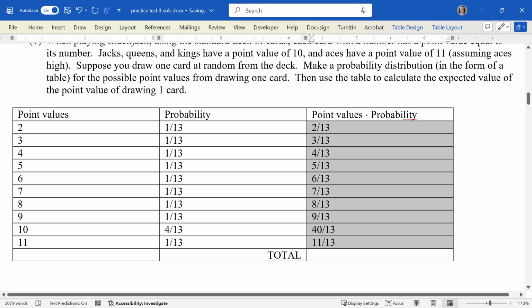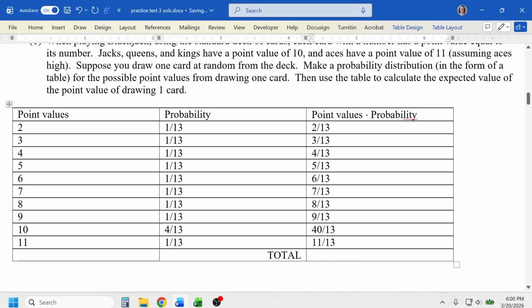Okay, so now I'm going to add these up, and it's important that I actually don't simplify because I want them to all have the same denominator. Otherwise, I would have to do a common denominator. Okay, so I'm going to add up all these numerators, and then that is going to be over 13. Don't forget you still have the denominator. It's just not part of the addition.